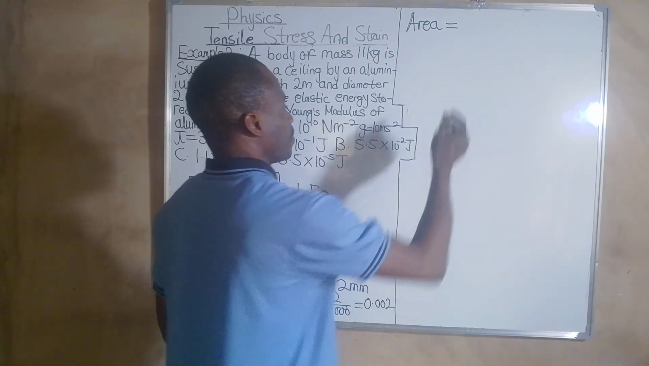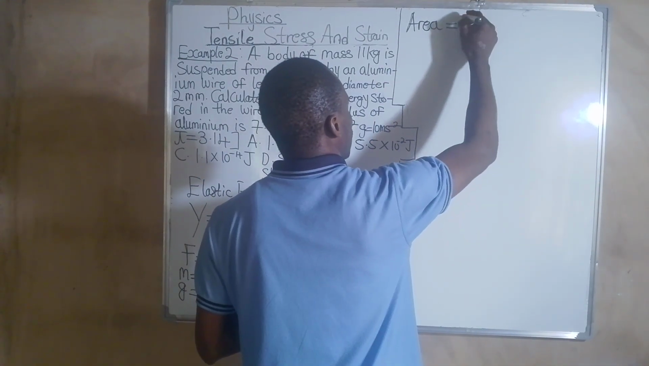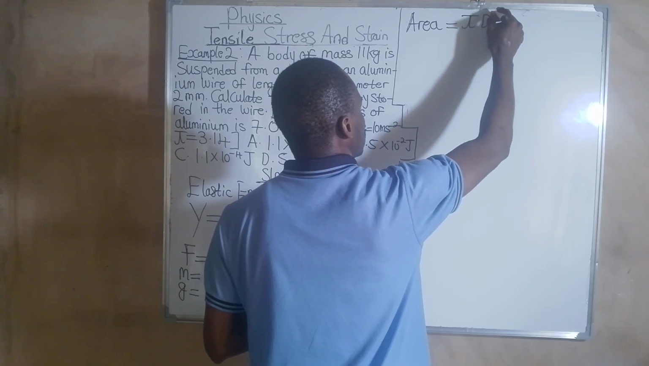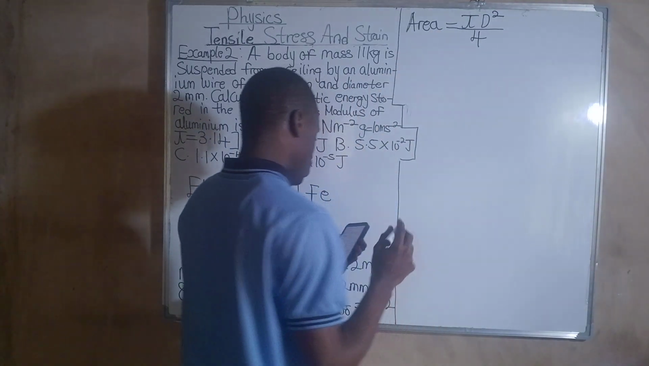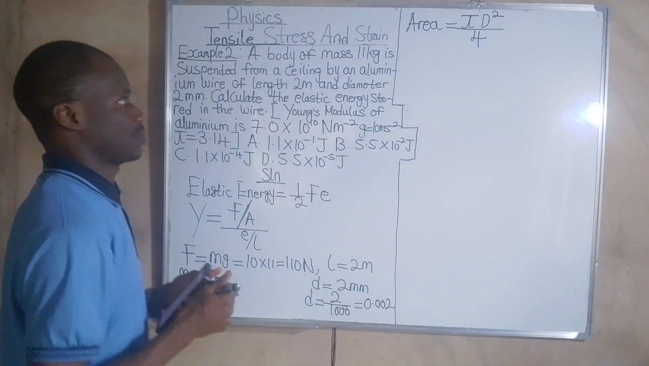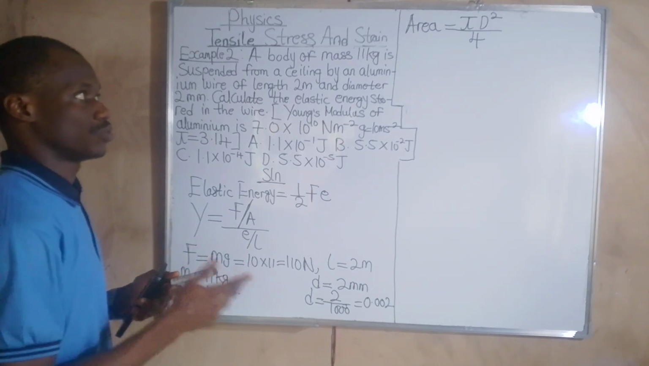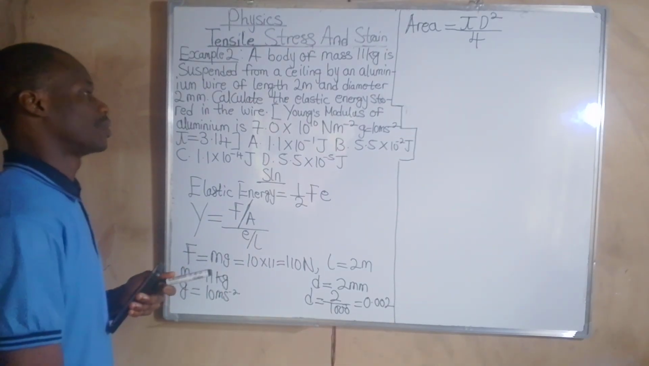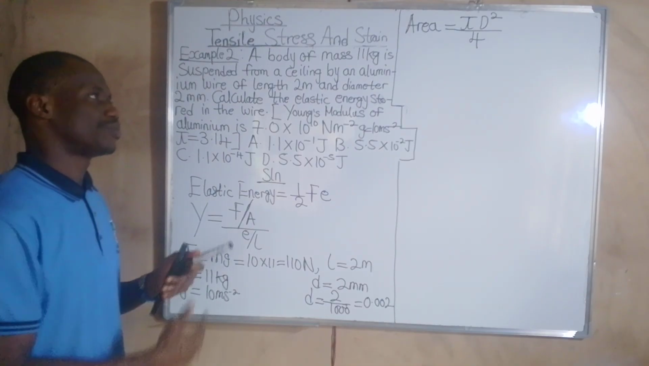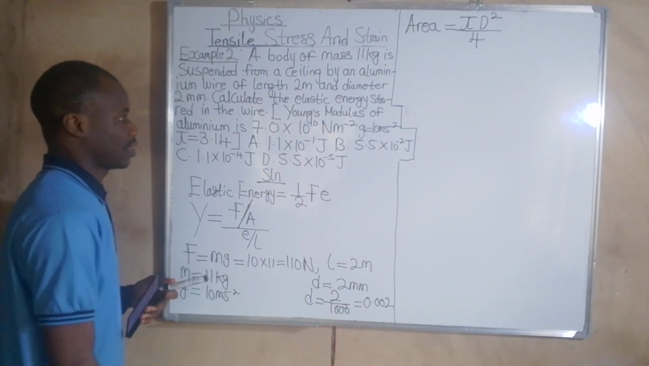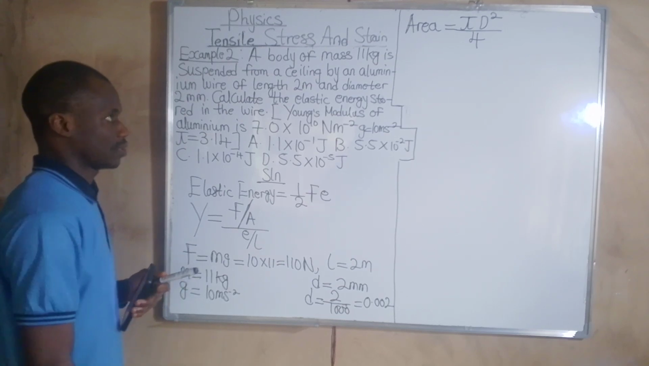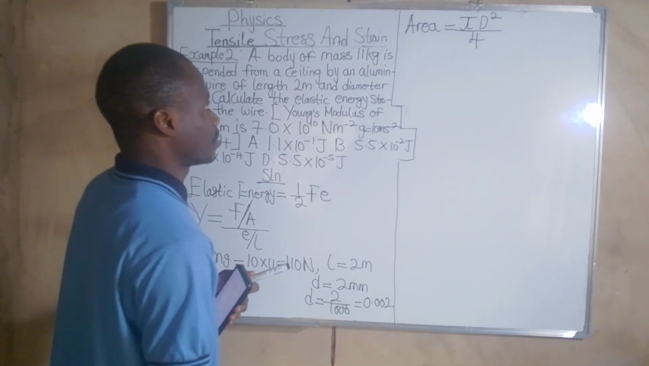There's a formula you apply. The formula is pi d squared over 4. So this is the formula we are going to use: pi d squared over 4. Maybe we'll talk about this majorly on circles later and show you the relationships. Just remind me, we'll do something on that.